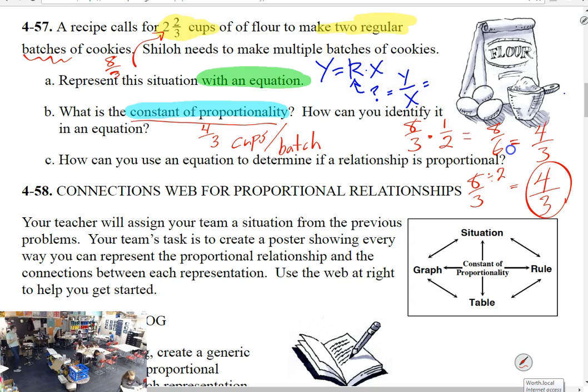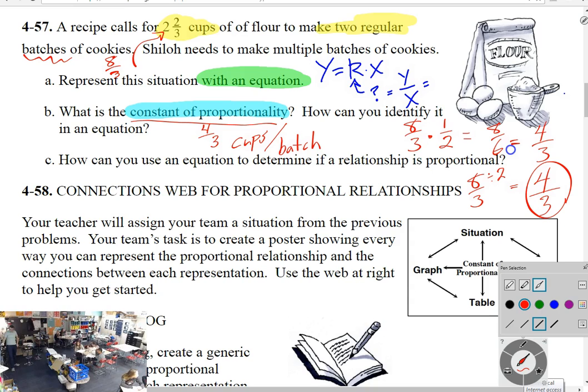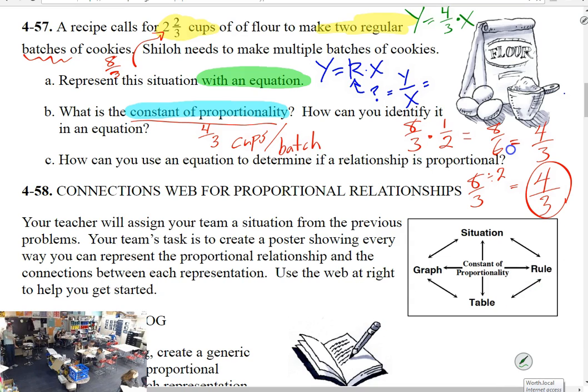How do we use an equation to help us? Delaney, what do you think? How do we use an equation here? Do we know our constant of proportionality? Yes. What is it? 4/3. So, just to build the equation, we build it knowing our constant of proportionality. So we now can say y equals, instead of k, we use 4/3 times x.